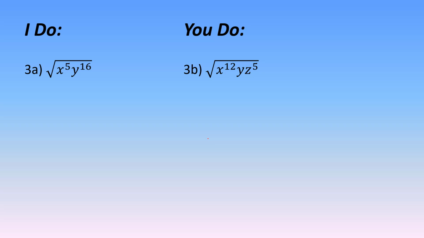All right. Well, now we end up with an interesting situation. We've got variables and their powers. Now, there are a couple of different ways of approaching this. One way is to remember back to what we said this radical represents. X to the 5th times y to the 16th. The radical itself is a representation of a 1/2 power.